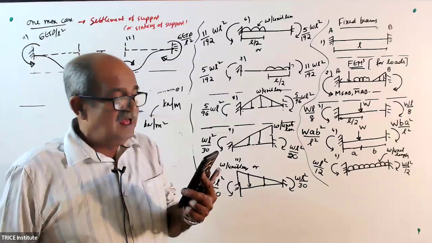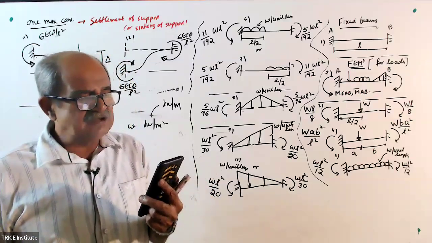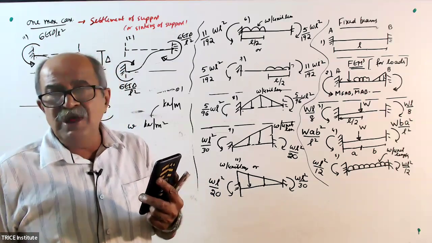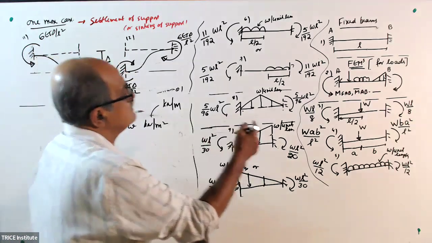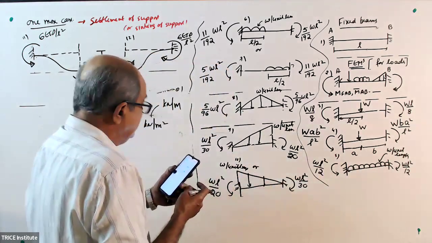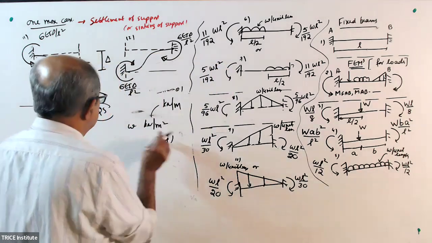And span L, they gave the options: WL square by 8, WL by 8, WL square by 2, WL square by 12. Yes, you know the answer. WL square by 12. The correct option is D. D is the correct answer. Enough.